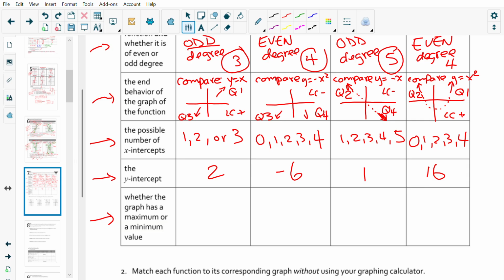Okay, that's the y-intercept, whether the graph has a maximum or minimum value. So remember, for cubic functions, it has neither a max nor a min.